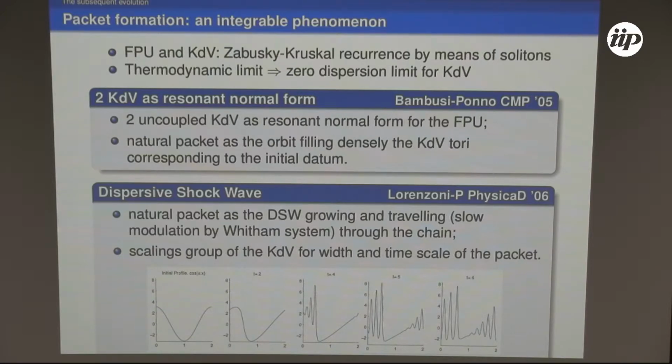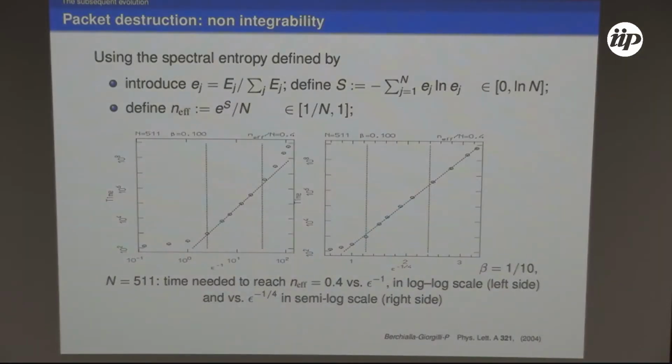You can look at it in different ways, but what about its destruction, so the second time scales? Well, we also made this kind of calculation with spectral entropies, and we have been able to show that in log-log scales, data do not fit with a straight line, at least unless you restrict to a short range of variables. But with the semi-log scale, you have a good fit, and so you can say that in this situation, the time to reach equipartition grows exponentially with the small parameter.